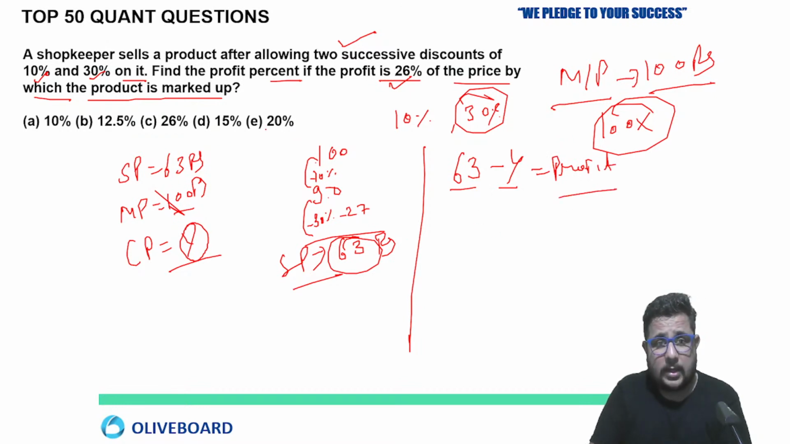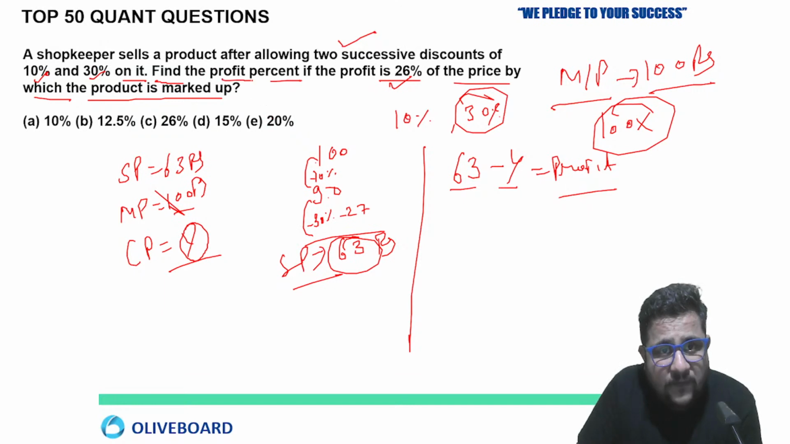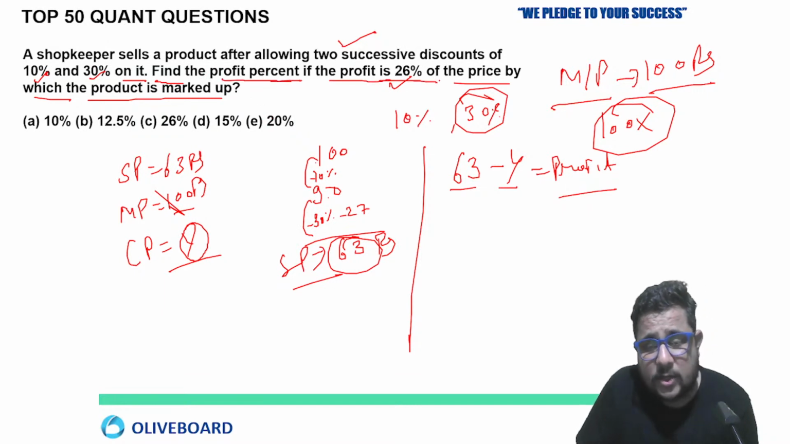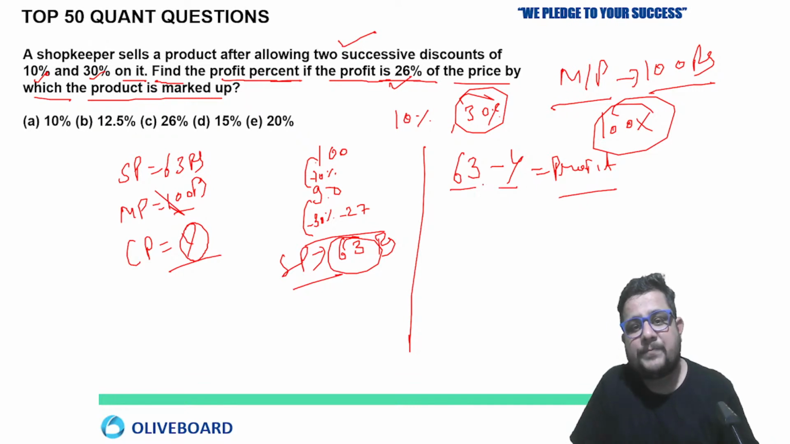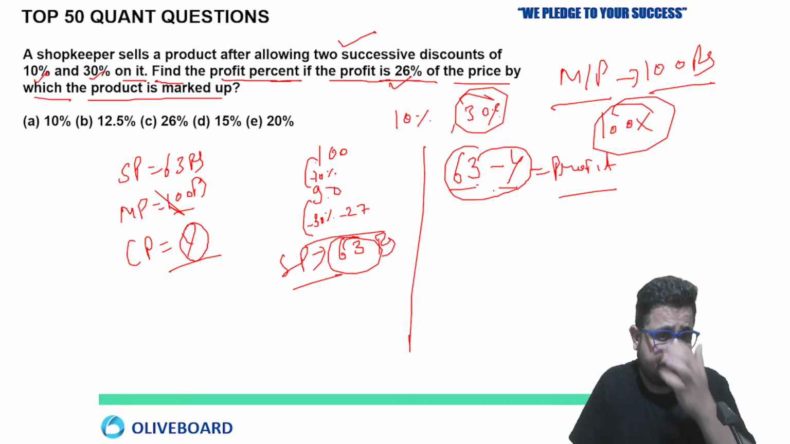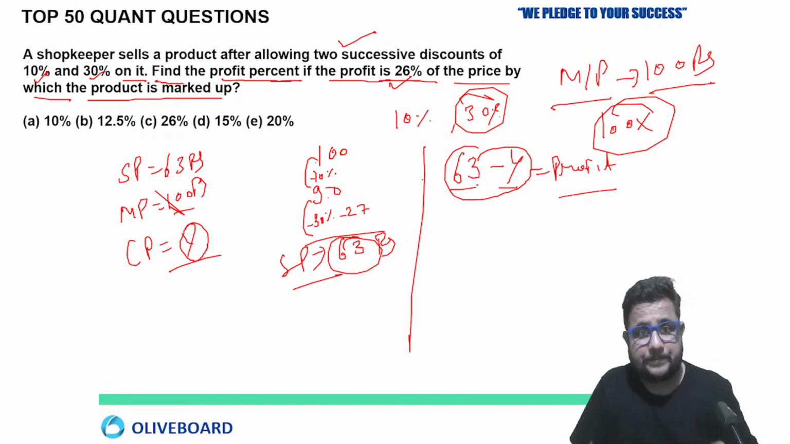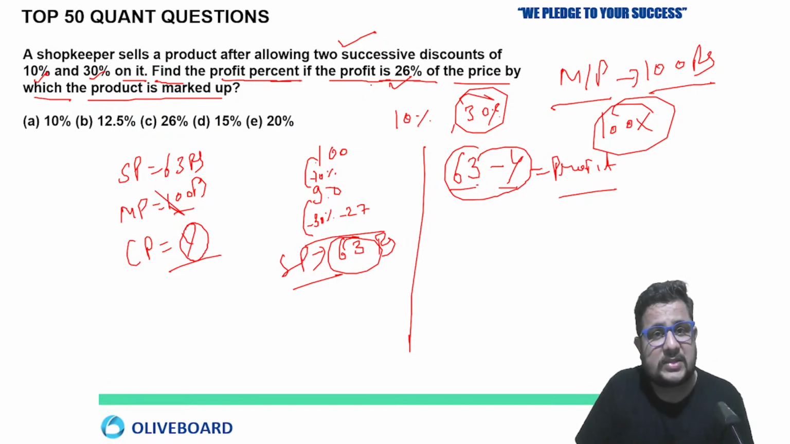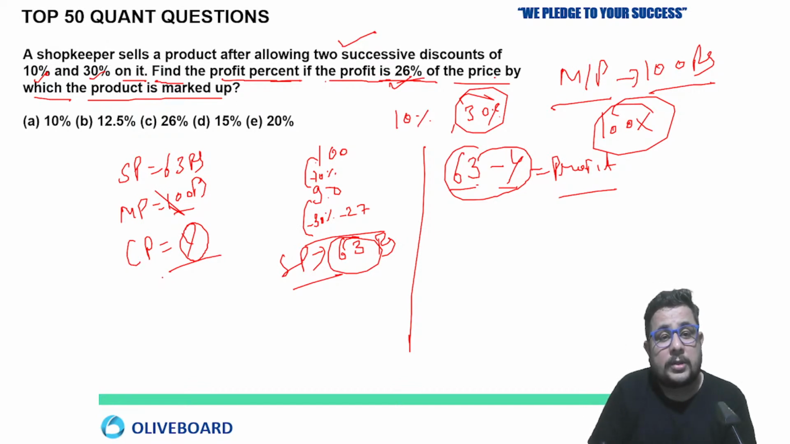Just look out the way which I am telling you, because they have said, look out this line, profit percent. We have to find out if the profit is 26%. So profit is what? 63 minus y. You can say that. Okay. Now just see 63 minus y, we have assumed if the profit is 26% of the price which the product is marked up. So product is marked up by what?